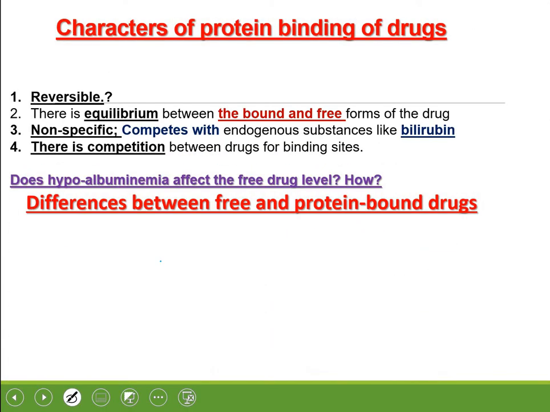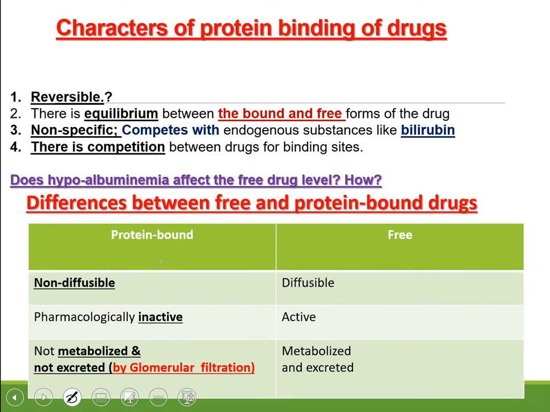Now, characters of protein binding, you see: it should be reversible, and if equilibrium is there, it can be helpful, especially in maintaining the normal pharmacological response and the maintenance dose. So there is a difference between a free drug and a drug bound to the plasma protein.